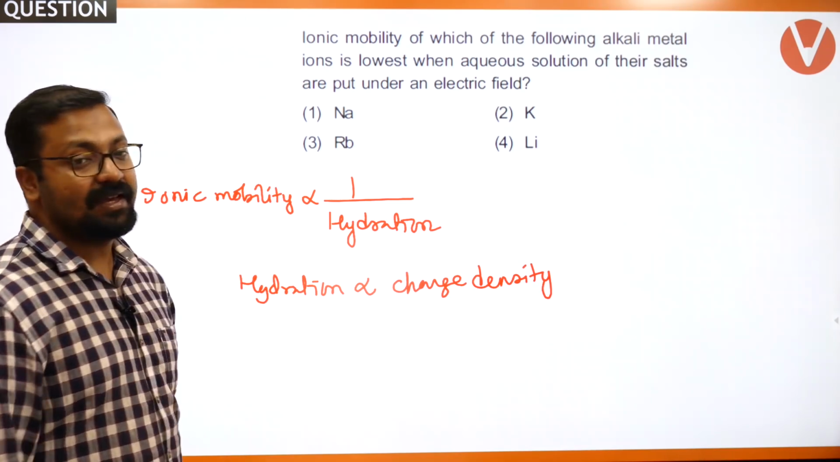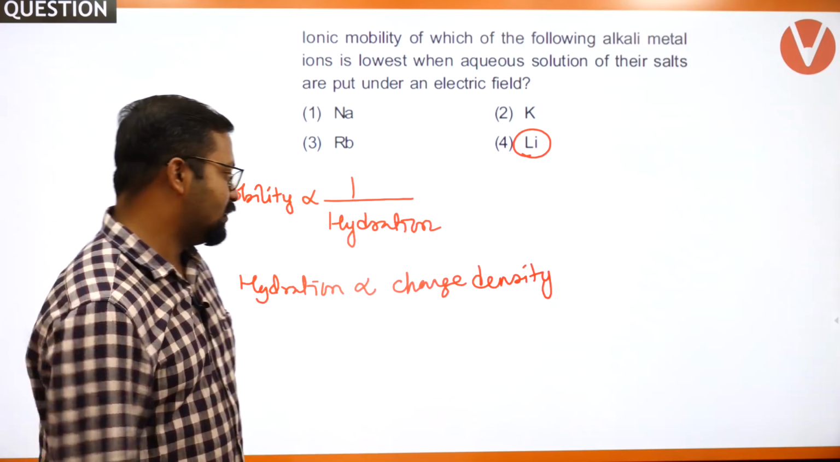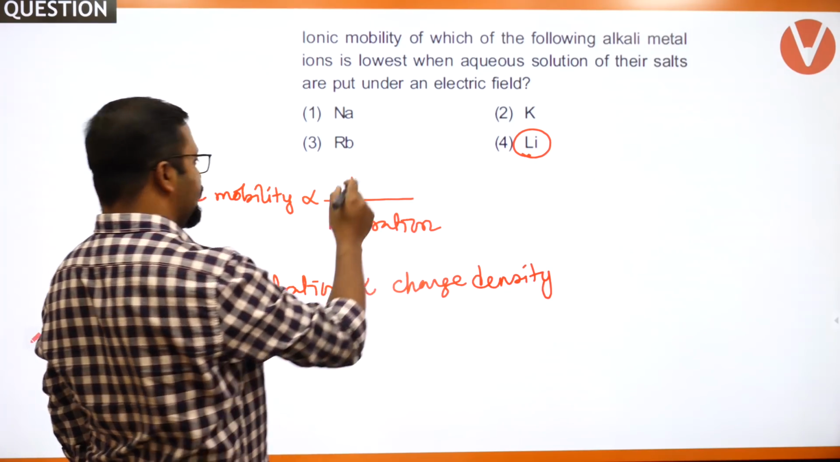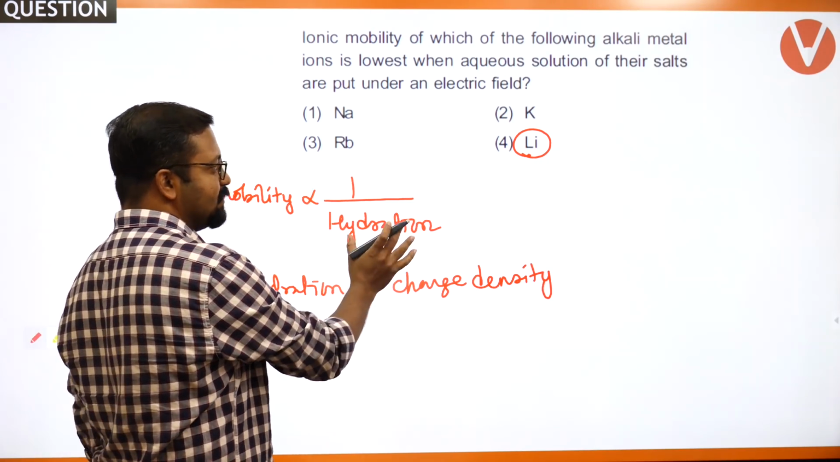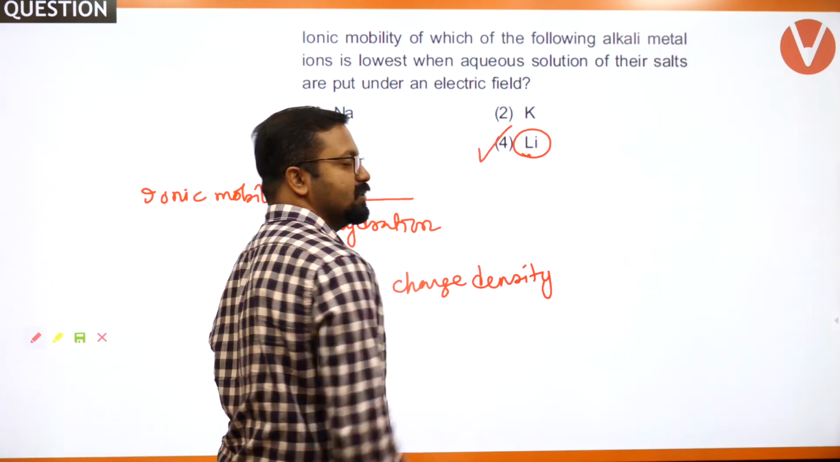And if I look at the size, it is smallest for lithium. So which one will have the maximum hydration? Lithium. And if hydration is maximum, ionic mobility will be least. The right answer to this is the fourth option.